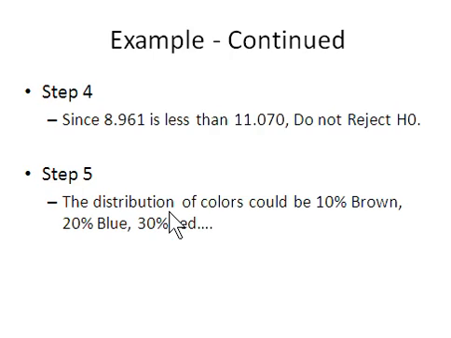Step 5, the distribution of colors could be 10% brown, 20% blue, 30% red. So there's not enough evidence for me to shut the machinery down and say, oh, I have evidence that this is not mixing properly. Don't have enough evidence to conclude that yet.